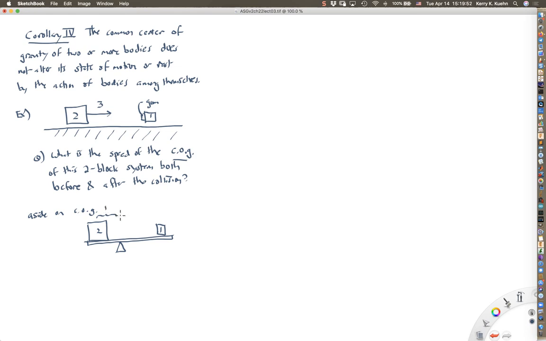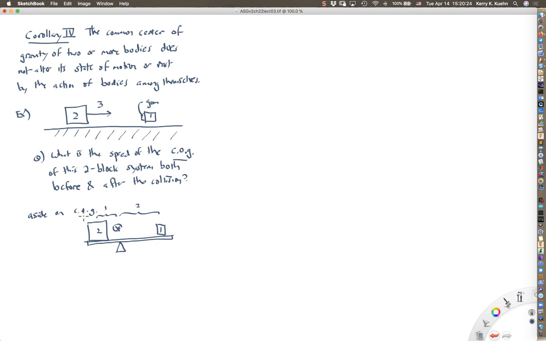And if it's a 2-to-1 ratio, then the distance from that block to the fulcrum is going to have to be 1, and the distance from the fulcrum to that block is going to be 2, so that the torques, that is the weight times the distance that's trying to make this rotate counterclockwise, is balanced by the torque, that is the weight times the distance that's trying to make it rotate clockwise. So the center of gravity location, at least the horizontal center of gravity location, is going to be closer to the block of mass 2 than the block of mass 1. Okay, so that's a reminder of how to get the center of gravity. It's sort of the balance point, if you will.